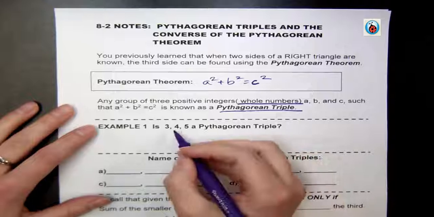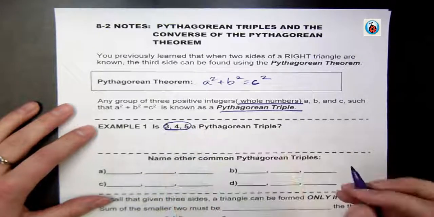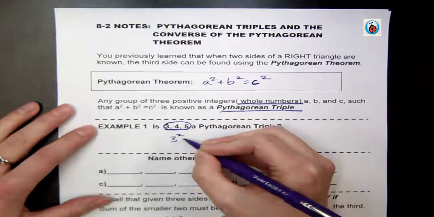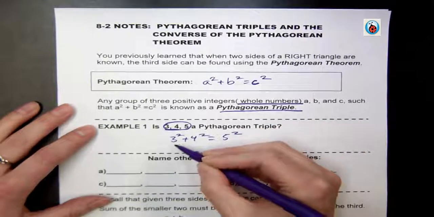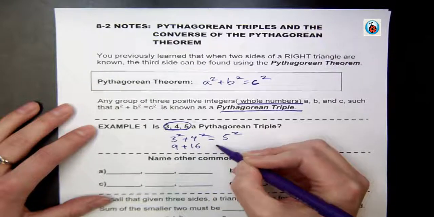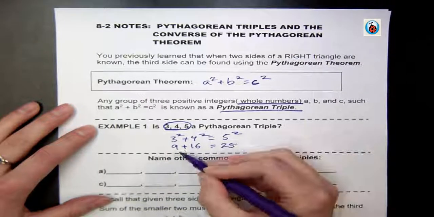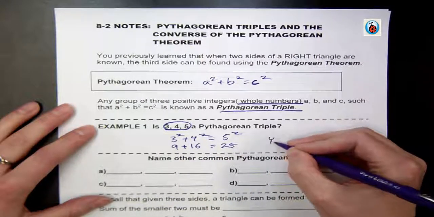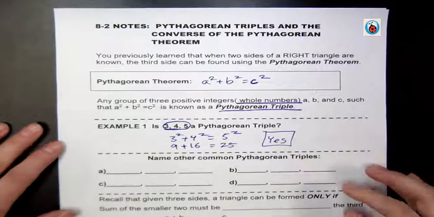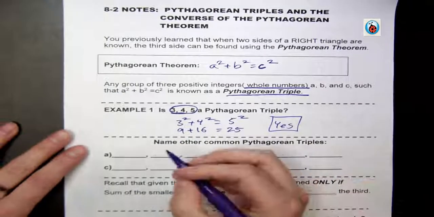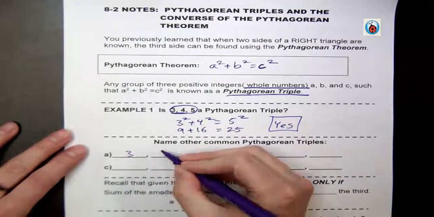And so if it gives us numbers and we try to find out if they are a triple, we just say, is 3 squared plus 4 squared equal to 5 squared? That gives me 9 plus 16 equals 25. And yes, that's true. 9 plus 16 does equal 25. So that's one of our common ones where we have the 3, 4, and 5.